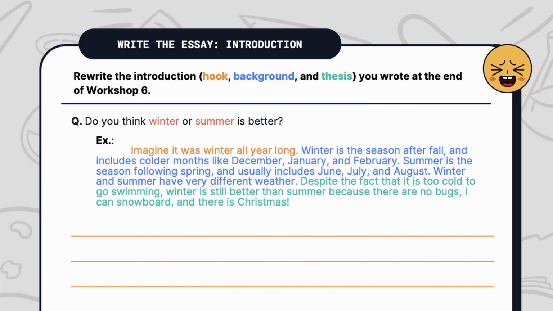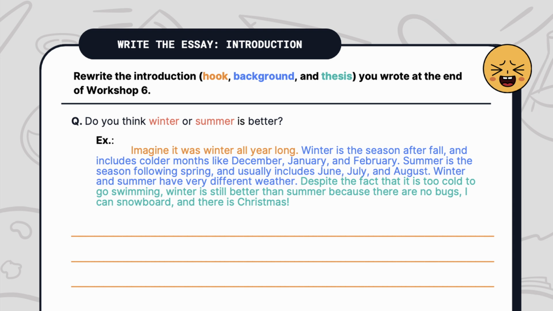First, we'll start with the introduction. Rewrite the introduction, hook, background, and thesis you wrote at the end of workshop 6. Here's the example. Remember, the essay question is still, do you think winter or summer is better? The example is, imagine it was winter all year long. Winter is the season after fall and includes colder months like December, January, and February. Summer is the season following spring and usually includes June, July, and August.